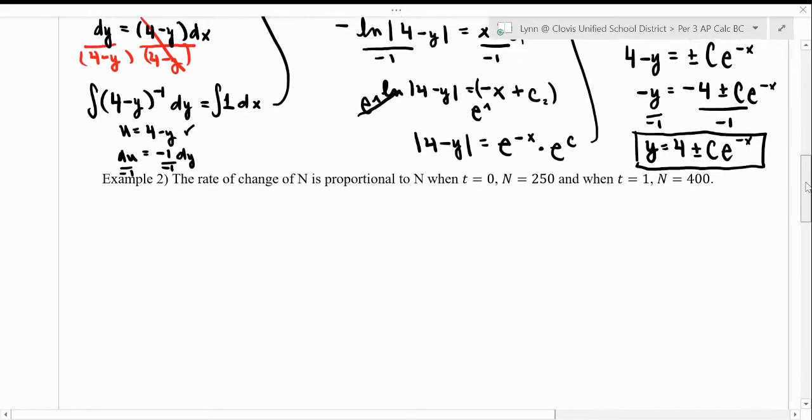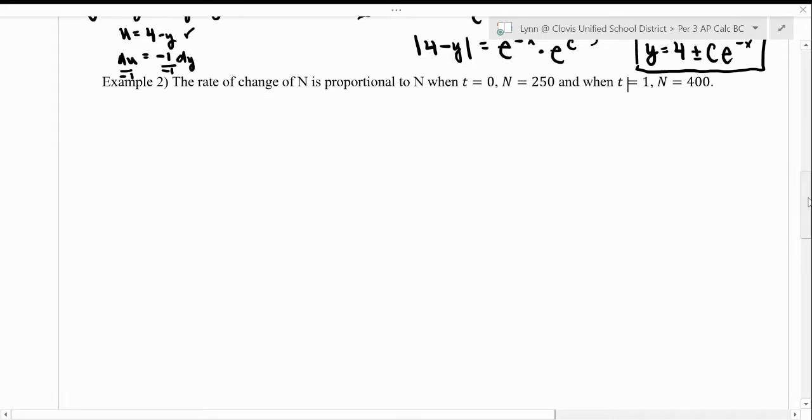Okay? All right, so let's go ahead and take a look at example 2. So for this one here, they want us to essentially do the same thing. I should have more directions on this, I just realized, but do the same thing. So the rate of change of n is proportional to n. When t is equal to 0, n is equal to 250, and then also when t is equal to 1, n is equal to 400. So all of this is giving us enough information to figure out, okay, we've got a lot of solving we have to do. Okay, so we know that the rate of change of n is proportional to n.